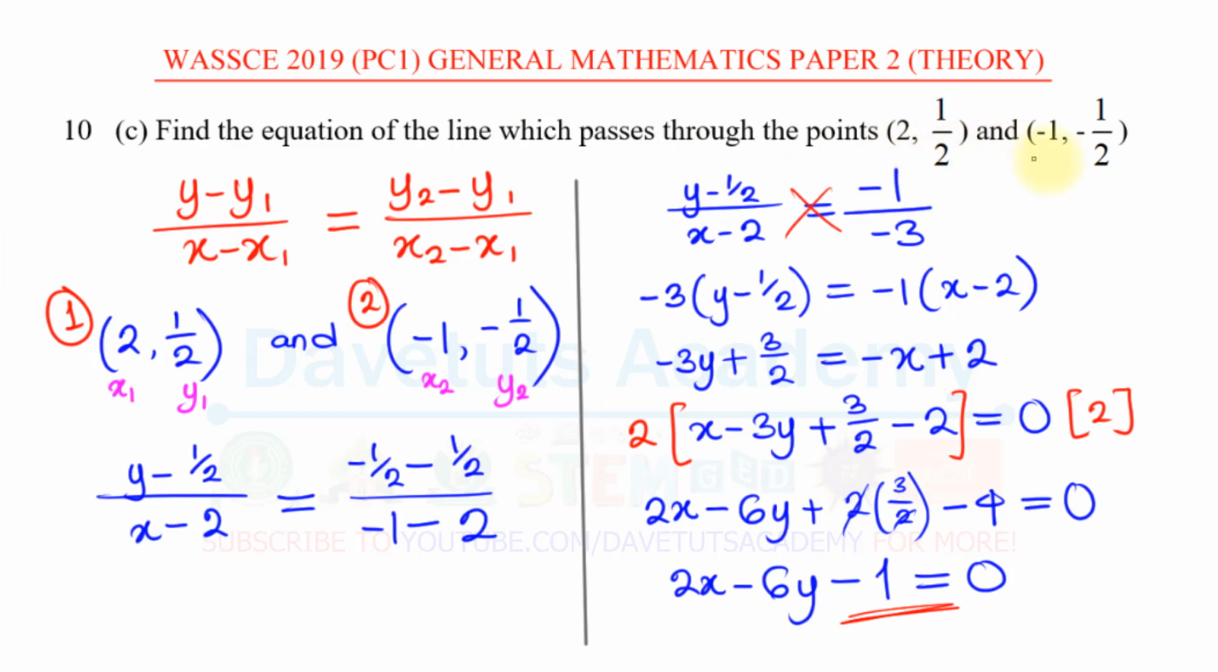So this is the equation of the line that is passing through the points 2, 1 over 2 and minus 1, minus 1 over 2. You can choose to reverse the order. You can say for you, this 2, 1 over 2 is the point you want to take as 2, and minus 1, minus 1 over 2 is the point you want to take as the first one, as 1. So here you have, this is x1, this is y1, then this is x2, this is y2. I can assure you, you'll get the same answer. But this is a consistent way that you need to go through to get the correct answer. So the answer is 2x minus 6y minus 1.